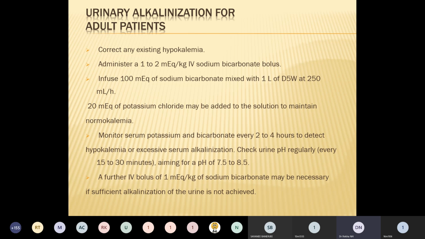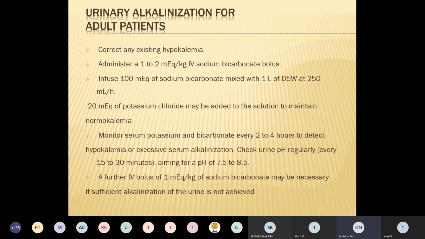So, apart from this, there are GI decontamination and ocular decontamination. GI decontamination is universally done for all poisoning except corrosive and kerosene poisoning. Ocular decontamination is done whenever there is suspicion of an alkali or acid burn.